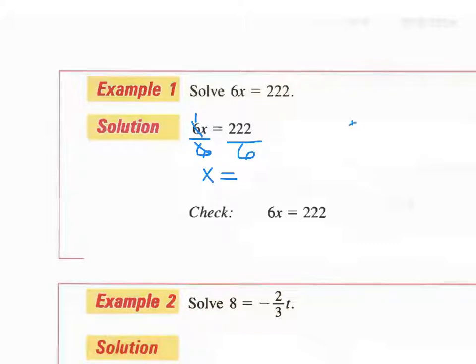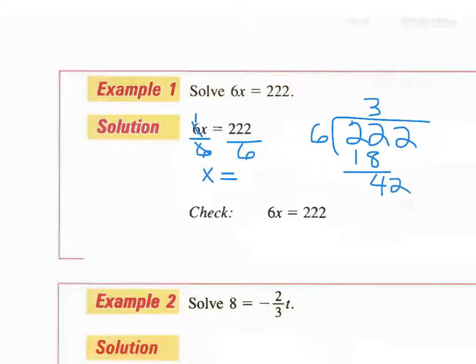And then I actually have to do the division over here. And I'm going to divide 222 by 6. And 6 will go in here 3 times. And then I will subtract. And then it goes into 42 7 times. So x equals 37. Yes?